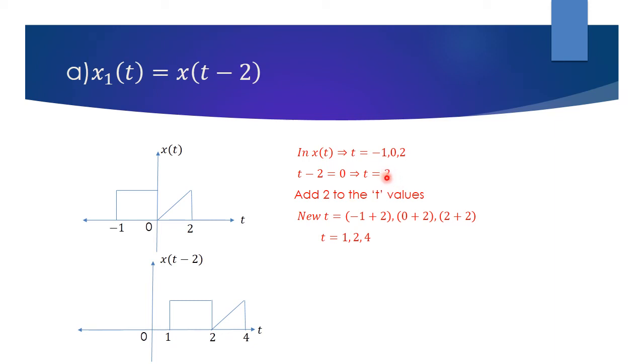Now we have to add this 2 value to each and every value of the time axis, that is minus 1, 0 and 2. So minus 1 plus 2, similarly 0 plus 2, then 2 plus 2. So you will be getting the new limit as t is equal to 1, 2, 4. So you have to draw the graph according to the new limit 1, 2 and 4. So this is your x of t minus 2.